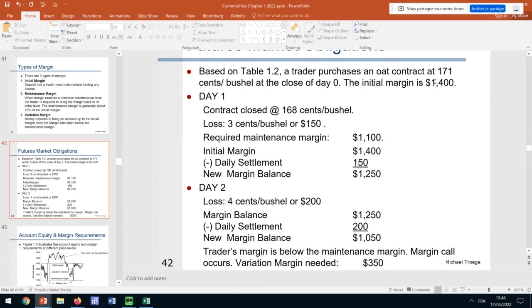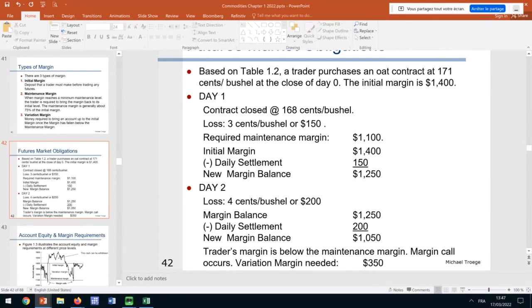Okay. Now let's suppose we are buying a contract today, day zero, and the price today is 171 cents per bushel. Because we have entered the futures contract, we have to deposit the margin, and here the initial margin is $1,400. Now the maintenance margin, that's the minimum level, is $1,100. So on the first day we just put down this $1,400, and we entered this futures contract with a price of 171.